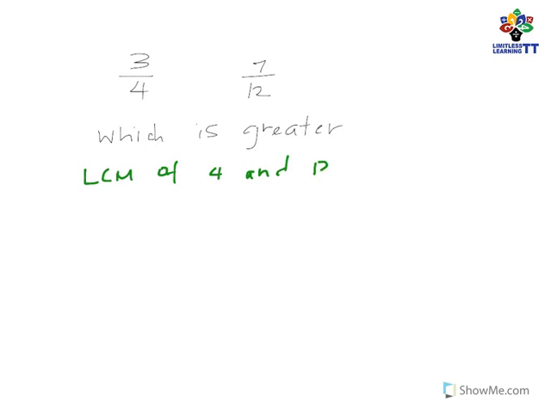And it so happens that the LCM of 4 and 12 is 12. So we already have one fraction in terms of 12s, which is 7 over 12. So now what we need to do is change 3/4 to something over 12. In order to get from 4 to 12, we have to multiply by 3. So 4 times 3 gives me 12.